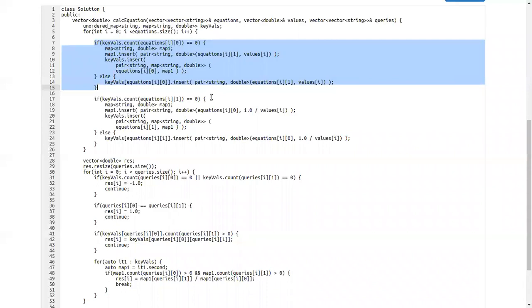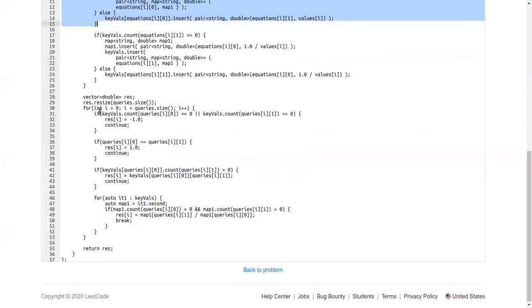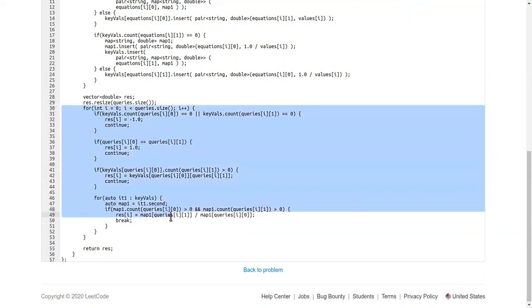So now once we have that, we need to construct the solution, and this is what I'm doing. So RES, short for the result, is what we need to build. It obviously has the same size as the queries vector, so I just resized it here itself. Now look at this. For each query, I'm going to generate or find the answer, which is going to be stored in RES of I, right?